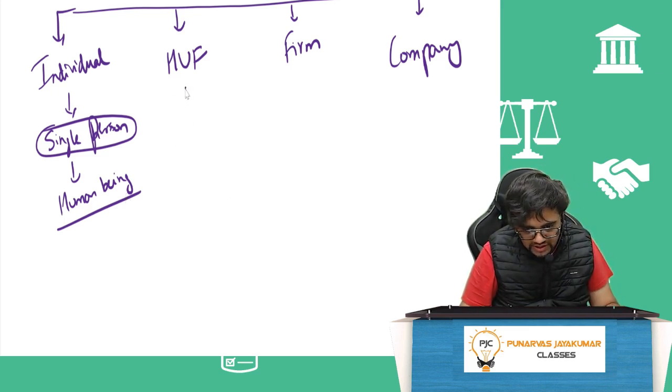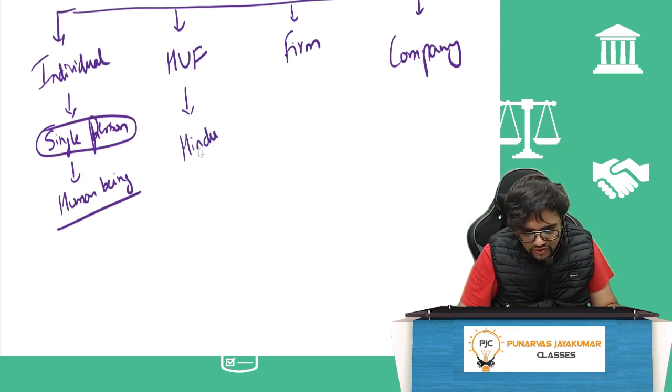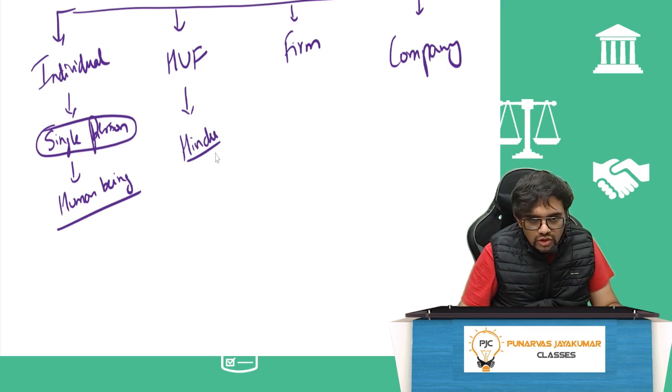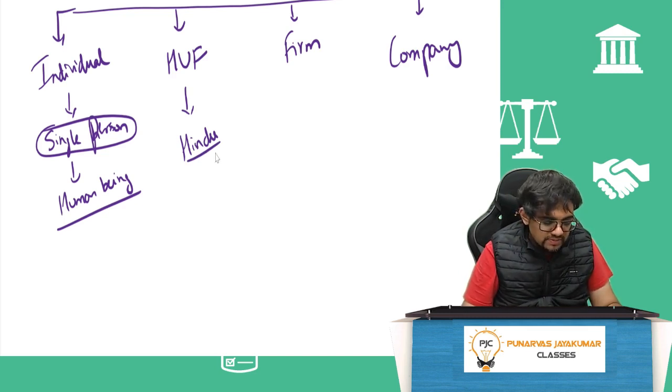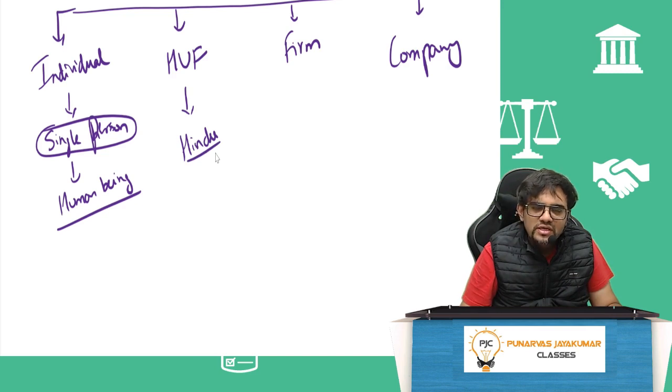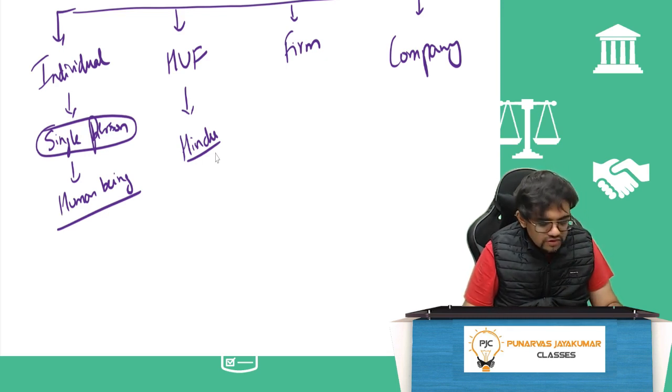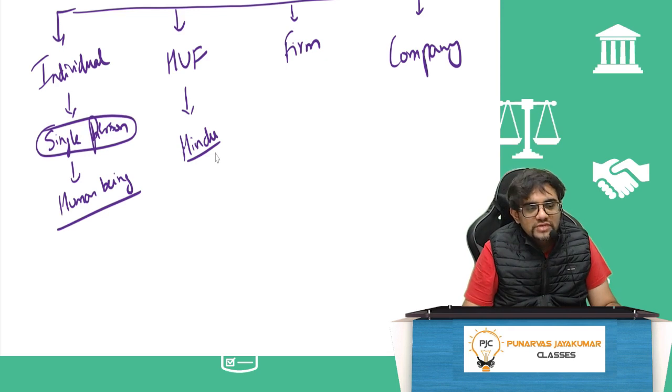Next, HUF, the Hindu undivided family. As the name itself suggests, it is only for Hindus. So Muslims, Christians, Jains, Parsis, Sikhs, etc. are not covered. Even though to a large extent even the Sikh and Jain communities follow this concept, as per the school of Hindu law it is applicable only to the Hindu religion.